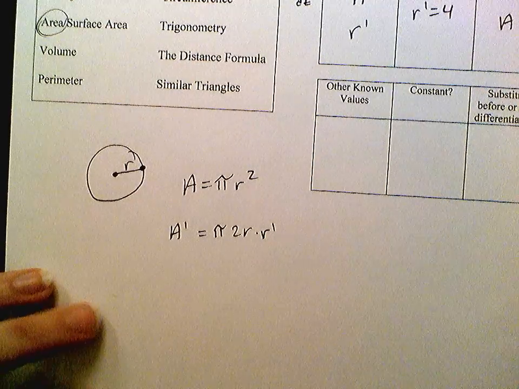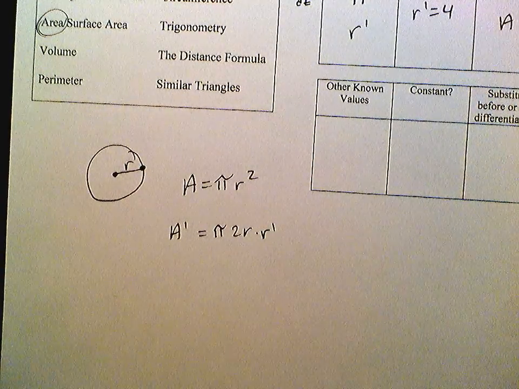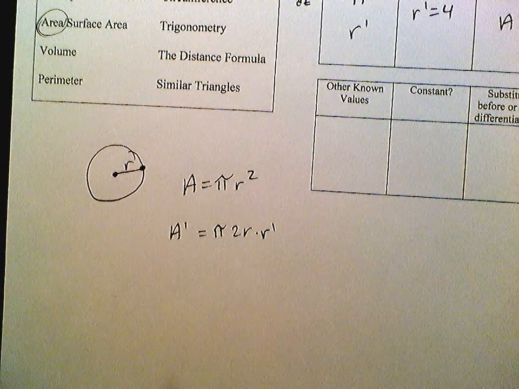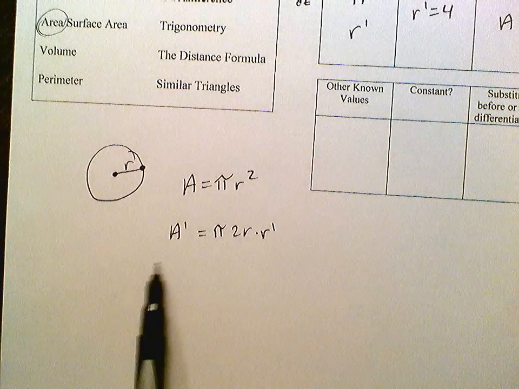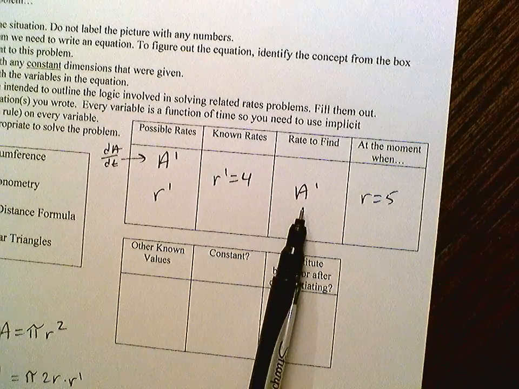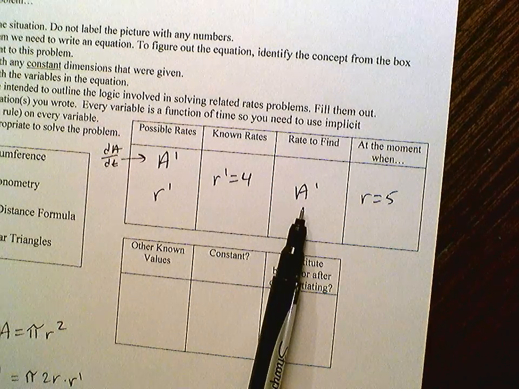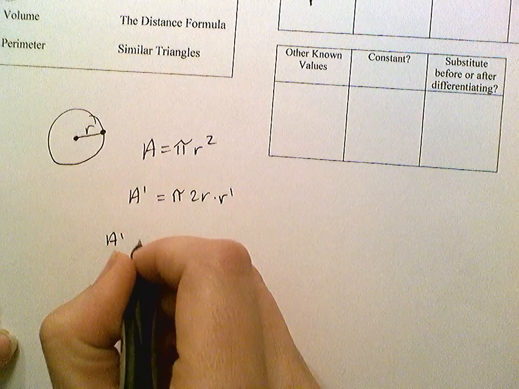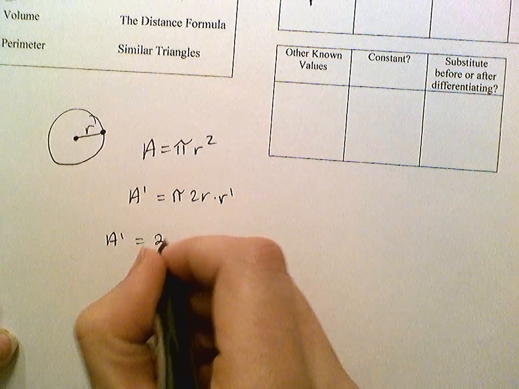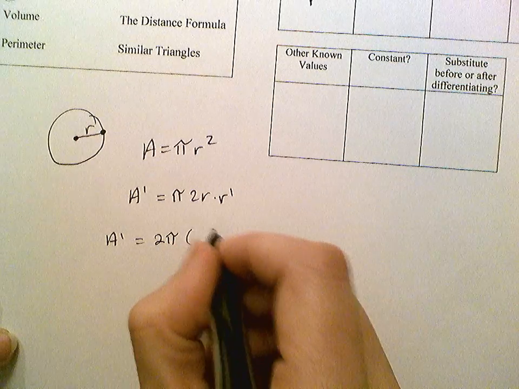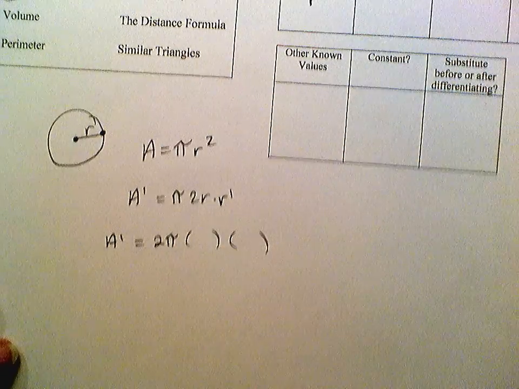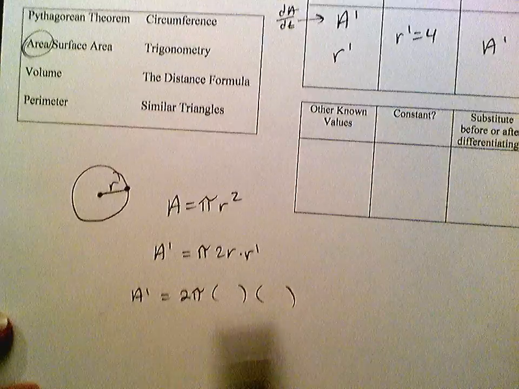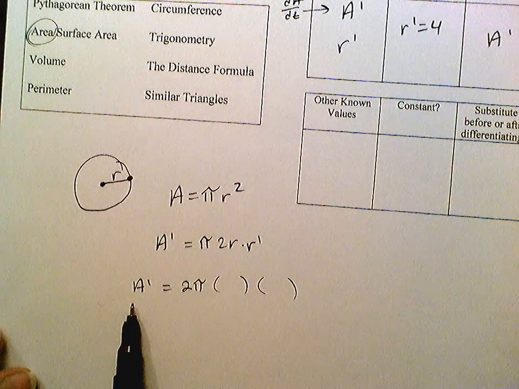Now at this point, guys, you might not find this necessary, but I think it might help, especially when we get to more complicated things. I'm going to rewrite this equation below, and I'm going to leave my rate to find, but everything else is going to get a blank underneath it, because I have to substitute in for everything else. So A prime, I'm just bringing down, 2 in front of the pi, blank, blank. You've got to substitute in for everything except what you're solving for.